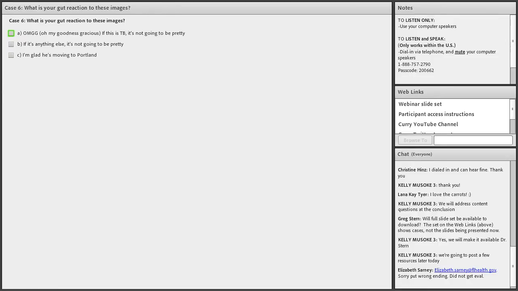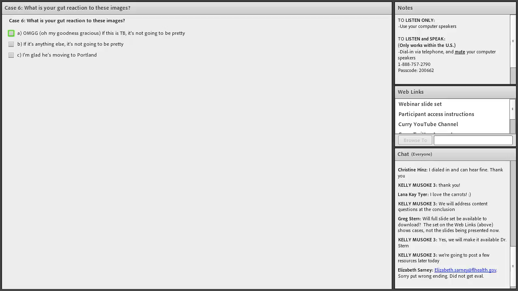And this question is a little visceral. What is your gut reaction to these images? So I'm not sure, did we explain how to do the polling questions? Not yet, no. They can just go ahead and click anywhere to vote. Okay, so it's obvious to them.